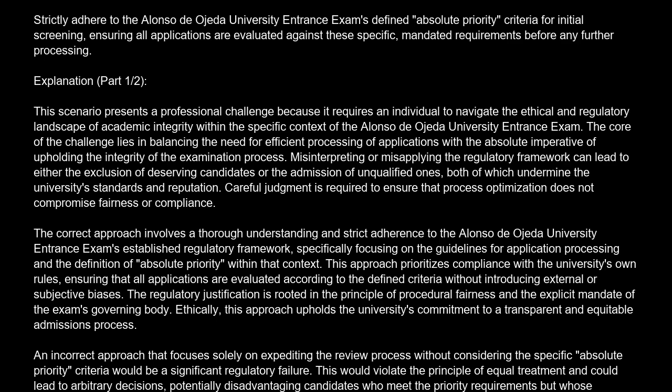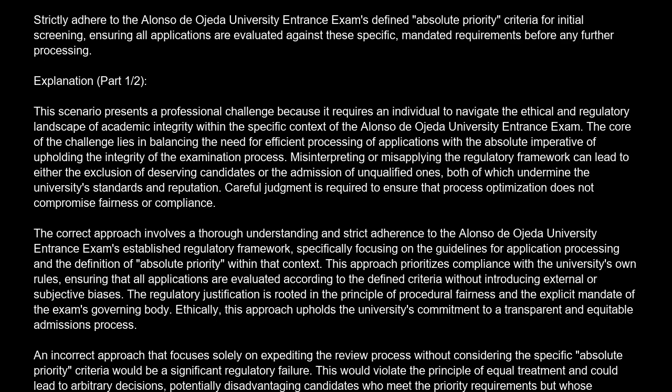Misinterpreting or misapplying the regulatory framework can lead to either the exclusion of deserving candidates or the admission of unqualified ones, both of which undermine the university's standards and reputation. Careful judgment is required to ensure that process optimization does not compromise fairness or compliance. The correct approach involves a thorough understanding and strict adherence to the Alonso de Ojeda University entrance exam's established regulatory framework, specifically focusing on the guidelines for application processing and the definition of absolute priority within that context.